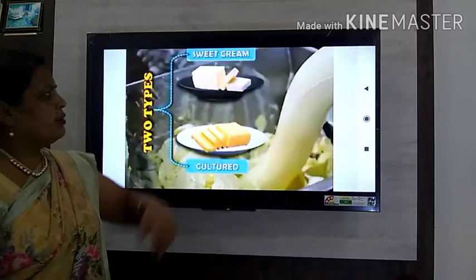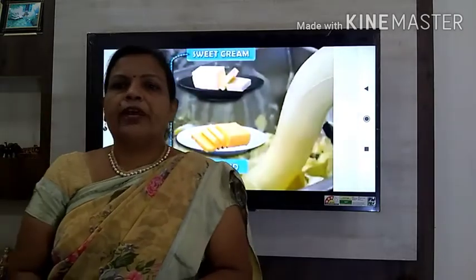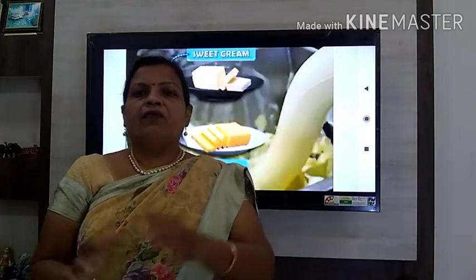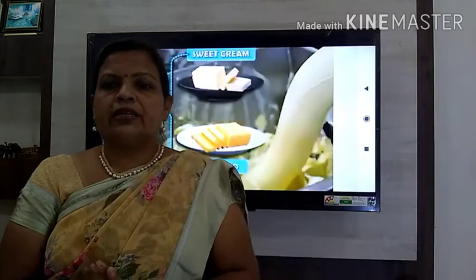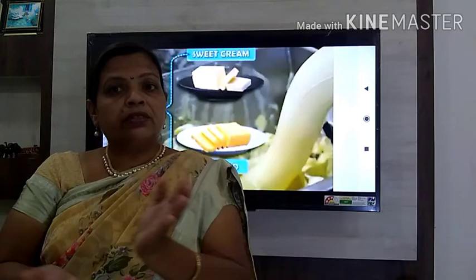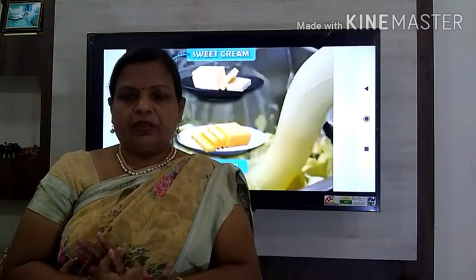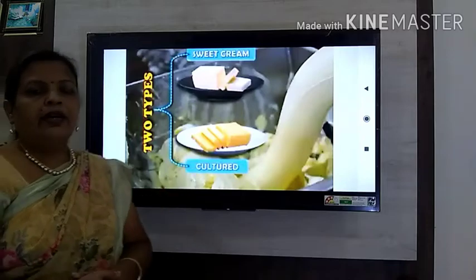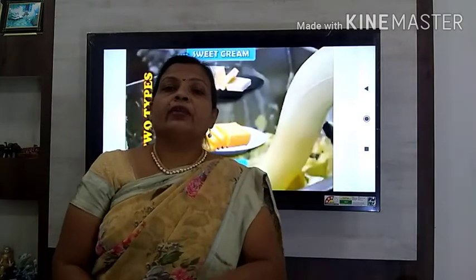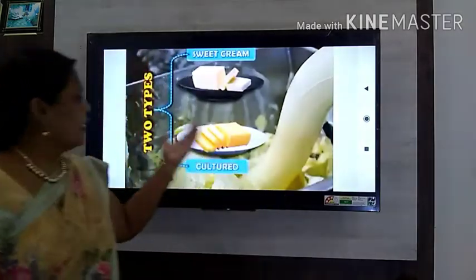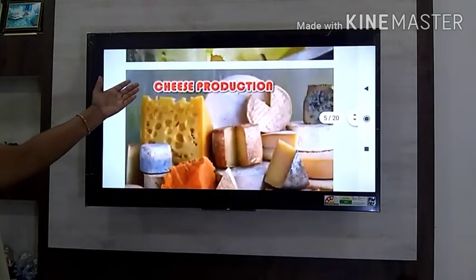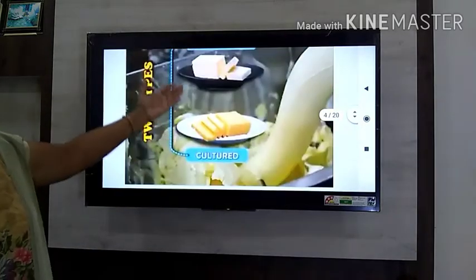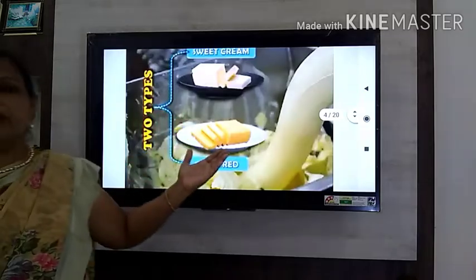The sweet cream butter is a fresh butter that is obtained without the fermentation process. And the cultured butter is obtained by making use of microorganisms. So these are the two types of butter that we are using nowadays.